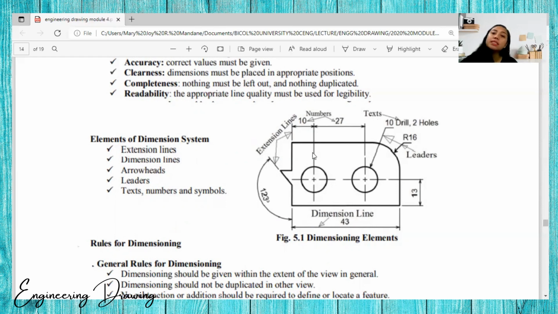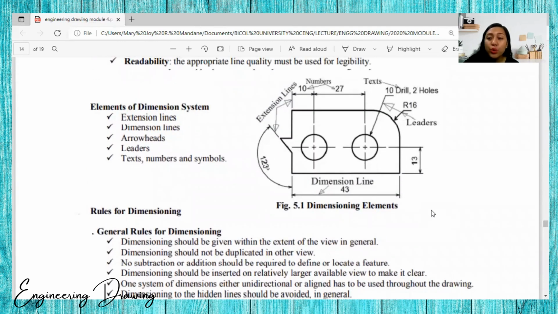So as you can see, this is our object, and we use the dimension line for the length, and we used here this one for the, these are the leaders para sa circles. Okay, yung mga leaders, ganito po yung leaders. Ito yung extension lines natin. Okay, that's the extension lines. So that's the dimensioning elements.